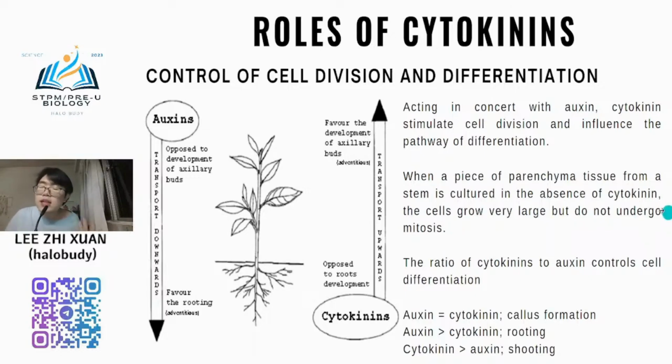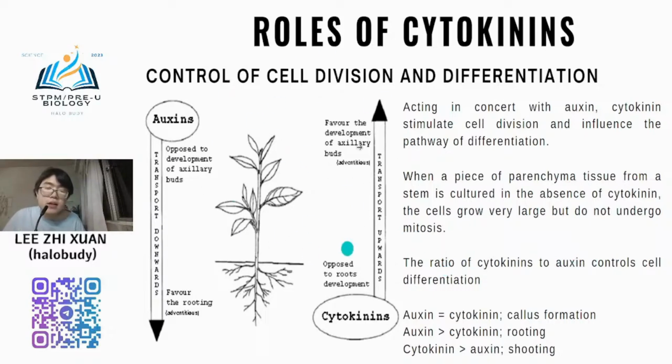But cytokinin will play the role in mitosis, cell division. It will produce a large number of cells. So maybe you culture 10 cells, and in 1 week, 2 weeks, you will have 20 cells, 30 cells, or even 50 cells like that. Okay, so normally cytokinin collaborates with auxin. The ratio of cytokinin and auxin can control the cell differentiation.